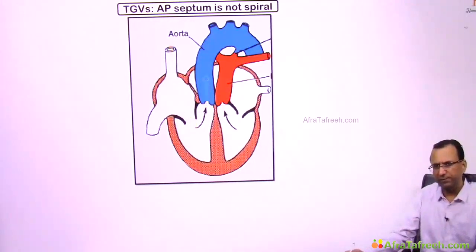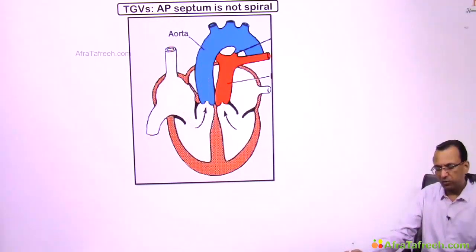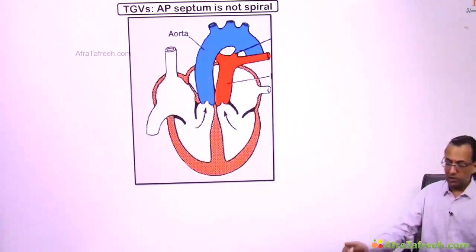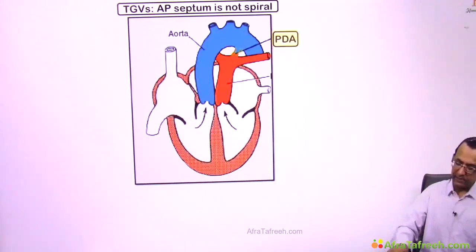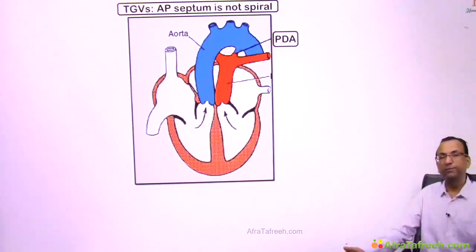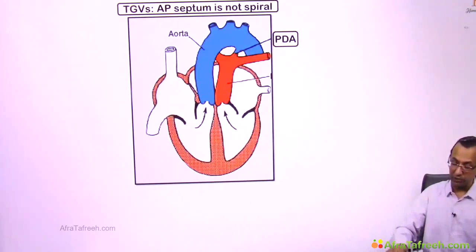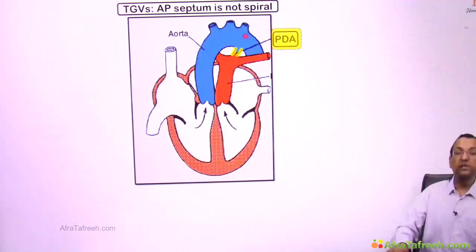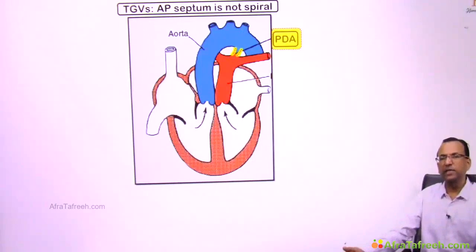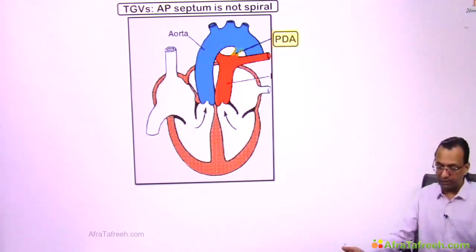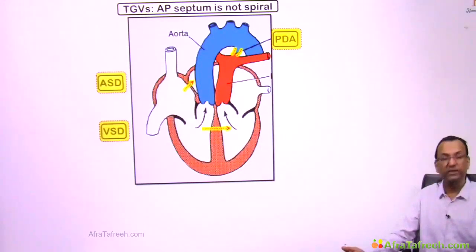Survival is not possible. So what should I have? You should have some communication. Like what communication? You should have a PDA. PDA is an essential requirement for the survival of TGV. You mean to say patent ductus arteriosus? Yes, there should be a patent ductus arteriosus which will keep sending blood into the lung for oxygenation. So some blood will keep going to the lung for oxygenation, and it is an essential requirement for the survival of TGV. And these patients also develop ASD, VSD.